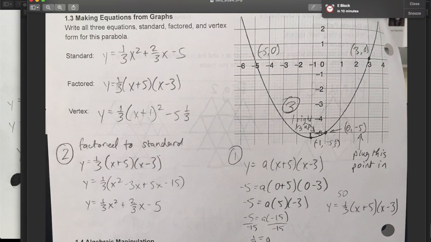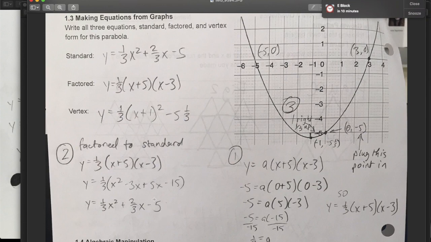I just FOILed this out. You can use the box method too if you want. You could insert the 1/3 into the x plus 5. Remember not to insert the 1/3 into both the x plus 5 and the x minus 3. That's not correct. Since they're all being multiplied together, you only multiply one of these two terms by 1/3. So 1/3 times x, 1/3 times 5, so (1/3 x plus 5/3) times (x minus 3). Or you can just multiply by 1/3 at the end, which is what I did. So we end up with 1/3 x squared plus 2/3 x minus 5.